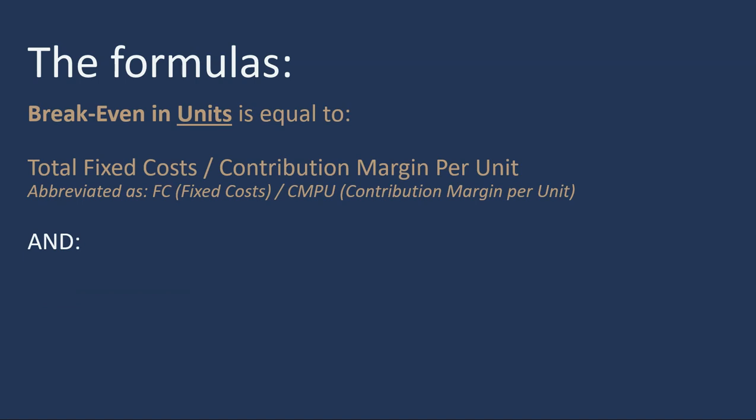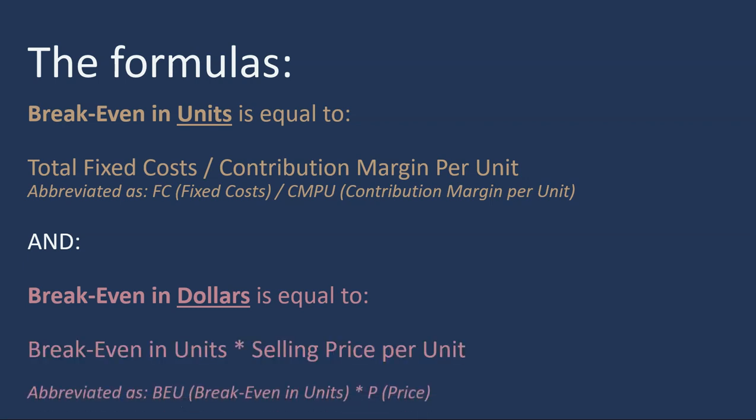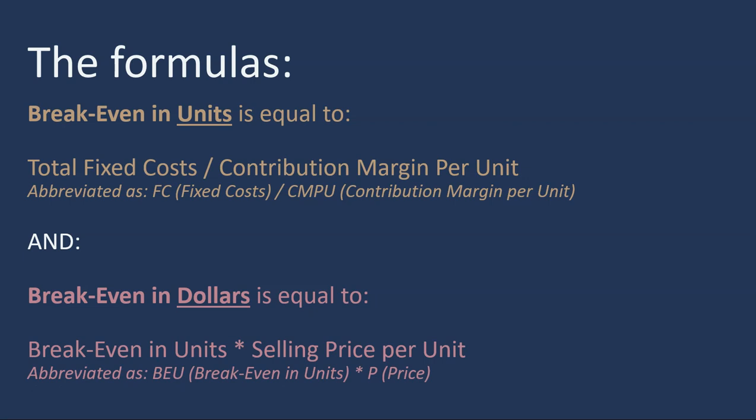So speaking of the formulas, the first one we're going to go through is the units. So the break-even point in units is equal to total fixed cost divided by the contribution margin per unit. And this is why I mentioned earlier, understanding what the contribution margin is important. Sometimes you'll see this as FC for fixed cost divided by CMPU, or the contribution margin per unit. And again, this is to get the units of break-even. The other formula is the break-even in dollars. And what you do is you find the break-even point in units and you multiply by the selling price per unit. And there's an abbreviation for that as well, P being price.